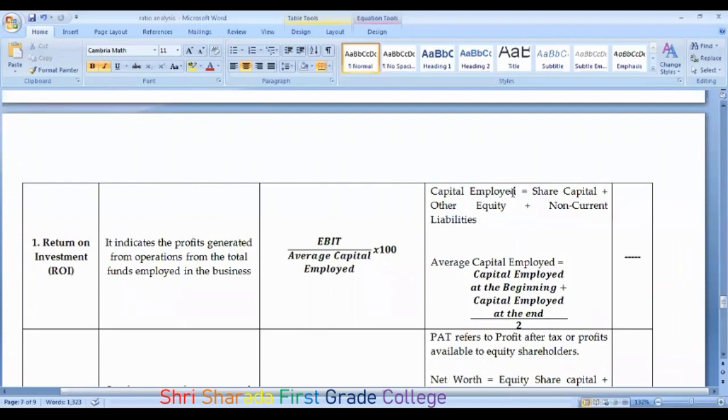Clear? And out of that 50,000, the profit that will be generated will be found out, which is nothing but the return on capital employed. So what does capital employed include? It includes the share capital plus the other equity plus the non-current liability. Clear?